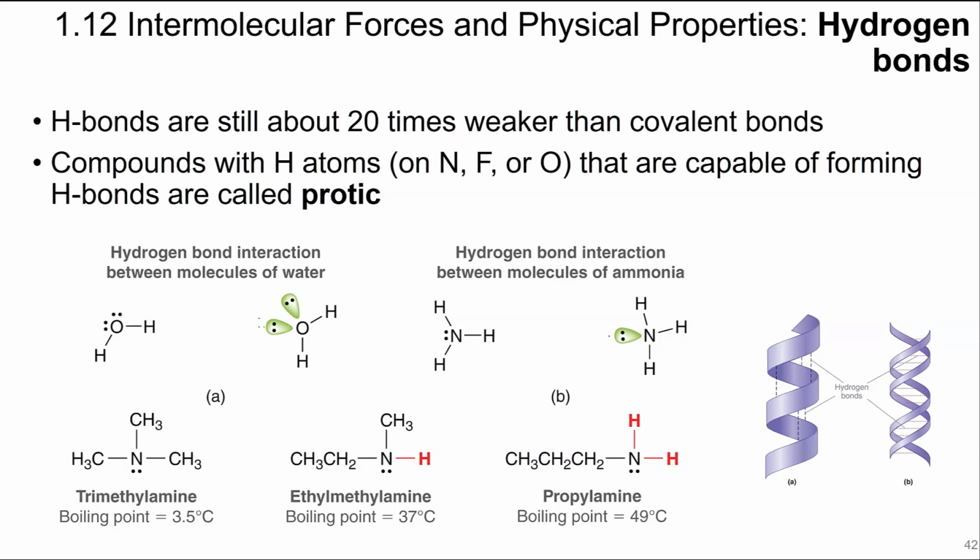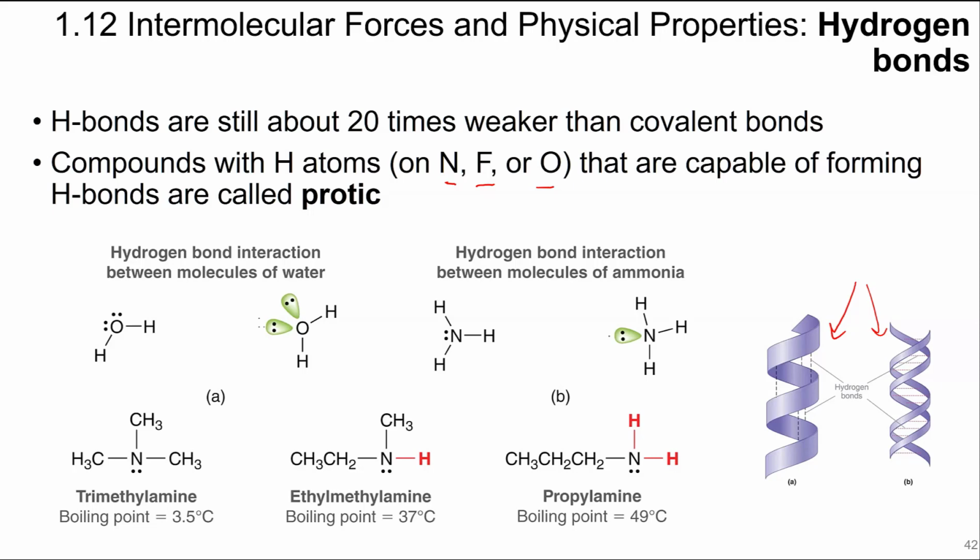Hydrogen bonds. They are 20 times weaker than covalent bonds, but they are the strongest of the intermolecular forces, and this is definitely one that you see in DNA. This is the hydrogen bonding in DNA. Well, not all molecules can hydrogen bond. That's only atoms with nitrogen, fluorine, or oxygen, and they have to be capable of forming these H-protic bonds.